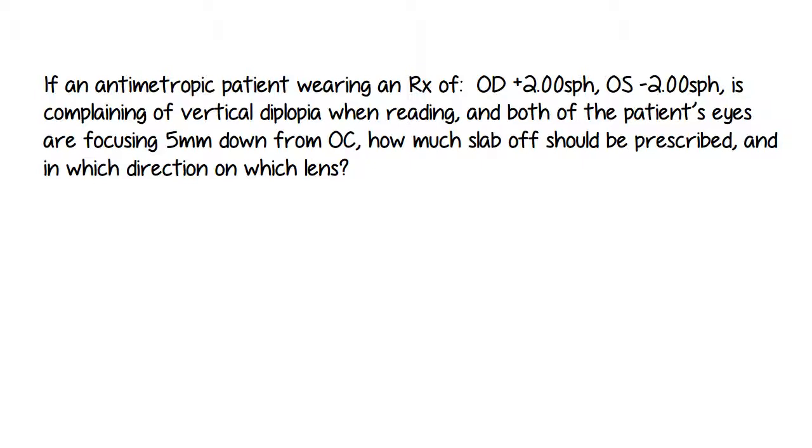So here's the problem. If an antimetropic patient wearing a prescription of +2 spherical in the right eye and -2 spherical in the left eye is complaining of vertical diplopia when reading, and both of the patient's eyes are focusing approximately 5 millimeters down from the optical center, how much slab off should this patient be prescribed, and in which direction, and on which lens? Okay, slab off is written in terms of prism diopters. And again, the answer's at the end of the video.